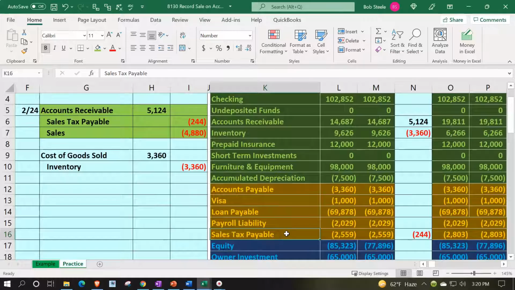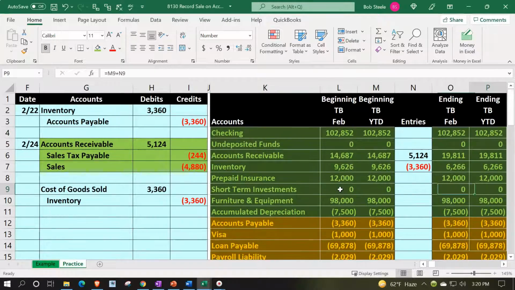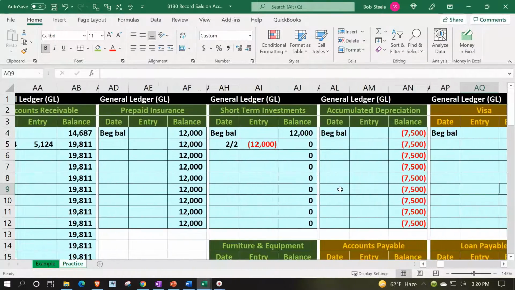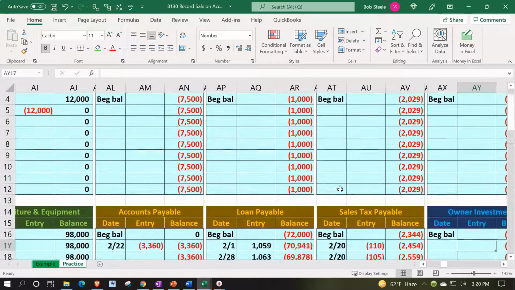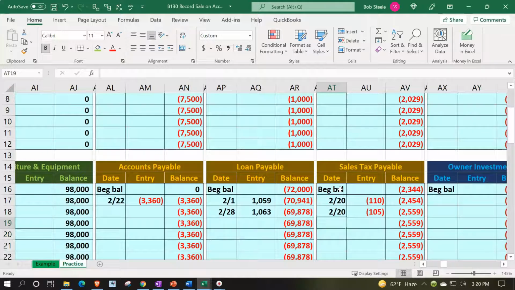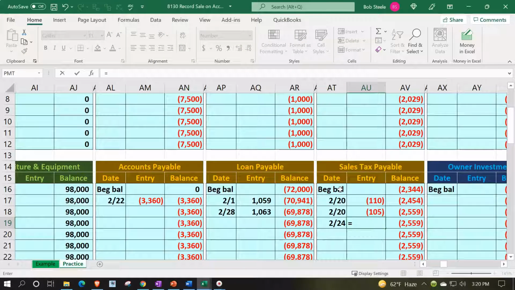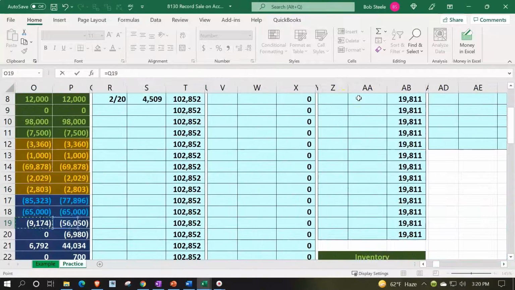We got the sales tax payable. That's the last liability account, so we're going to go assets and then liabilities. Last liability is the sales tax payable. Sales tax payable 224. We're in cell AU19. Okay, AU19 equals left to the wall.